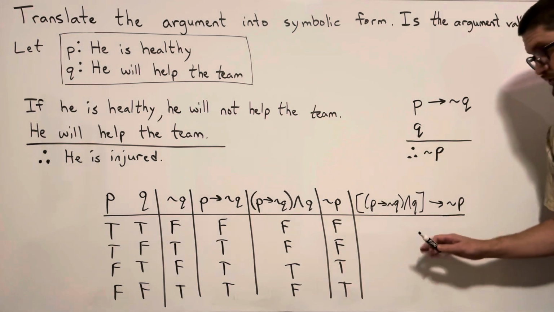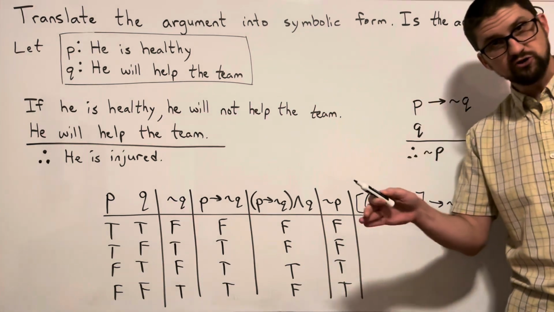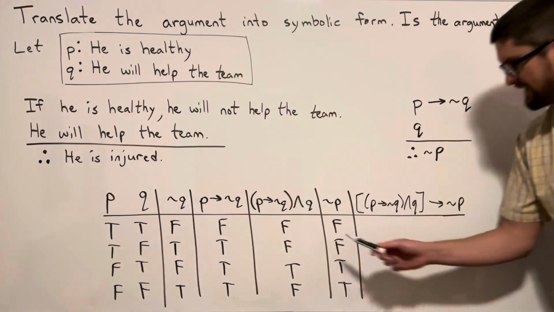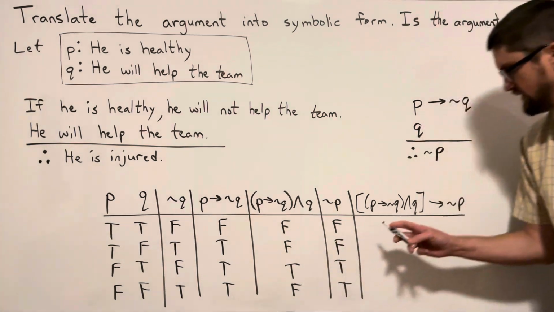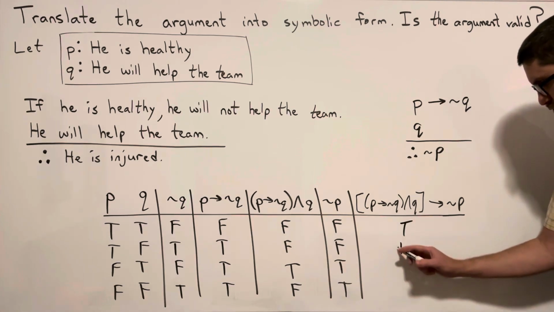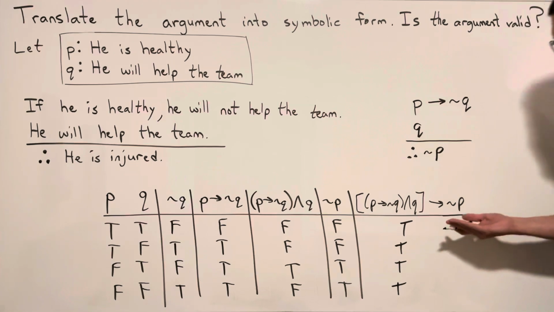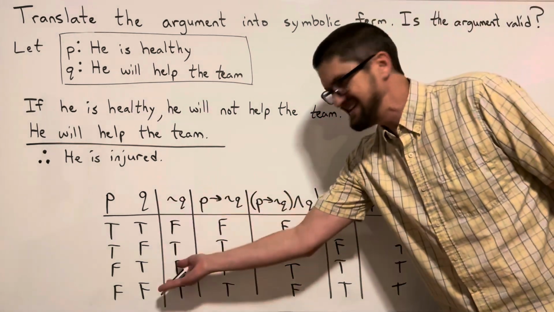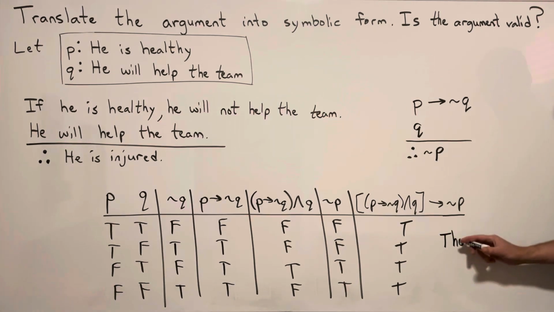So this is a conditional again. I'm going from this column to this column. Remember, a conditional is only false if you go from true to false. Do I have any true to false scenarios? No. That means these are all going to be true. So if this argument is true no matter what scenario we're in, that means the argument is valid.